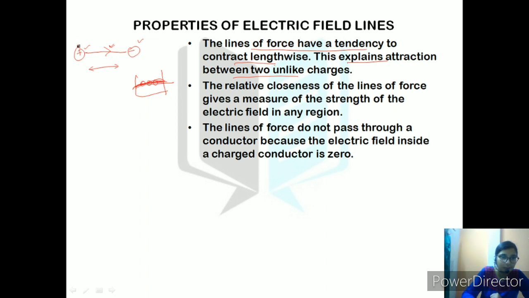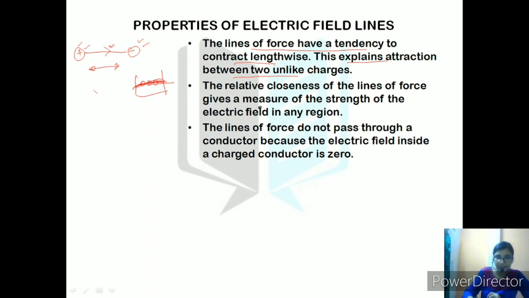So here also there is attraction between unlike charges. So here the field lines of force will tend to contract lengthwise. They will try to have minimum length. Understood? As we have seen, lines of force start from positive charge and end in negative charge. So this is one of the properties of electric field lines.